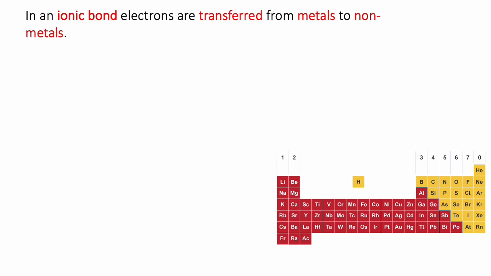Ionic bond occurs when electrons are transferred from metals, those are the elements in red on this periodic table, to the non-metals, the yellow part of the periodic table. The aim and the reason why chemistry occurs and reactions occur is because all elements want to have a full outer shell. Another word for outer shell is valence shell. So metals, they give electrons and non-metals receive electrons.